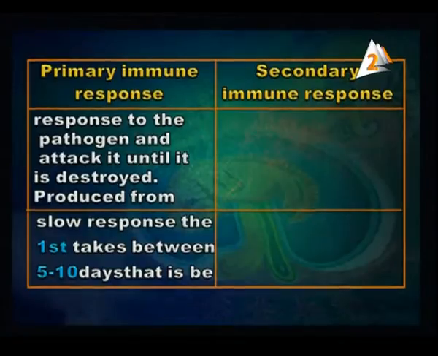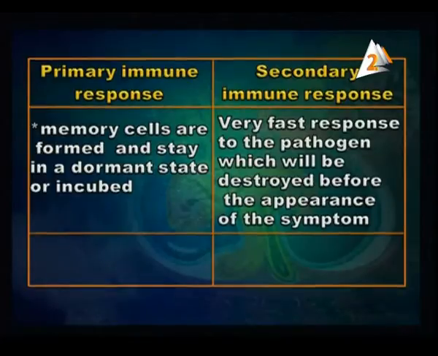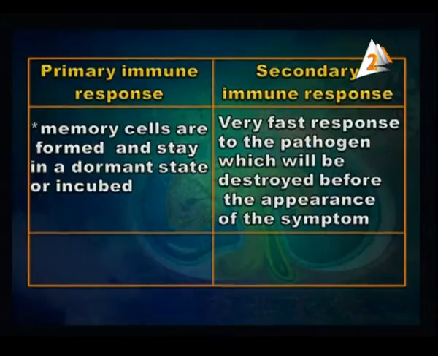While in the secondary immune response, it is a very fast response to the pathogen, which will be destroyed before the appearance of the symptoms. Because in the secondary, everything is ready, so it attacks it immediately and no symptoms appear. While in the primary, some symptoms may appear, or this person may be ill for a while.